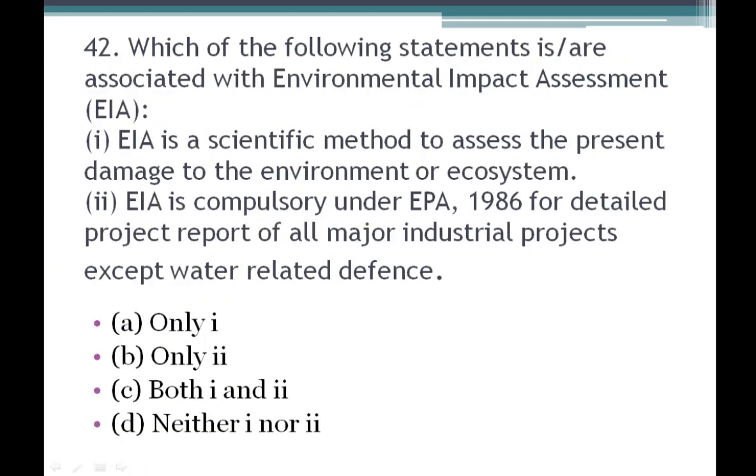Question number 42. Which of the following statements is or are associated with environmental impact assessment? Number 1. EIA is a scientific method to assess the present damage to the environment or ecosystem. Number 2. EIA is compulsory under EPA 1986 for detailed project report of all major industrial projects except water-related defense. So the correct option is option B, that is only 2, because EIA is a scientific method to assess not the present but the future damage to the environment or ecosystem.